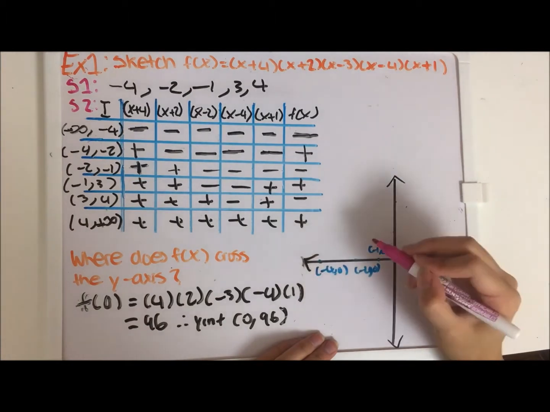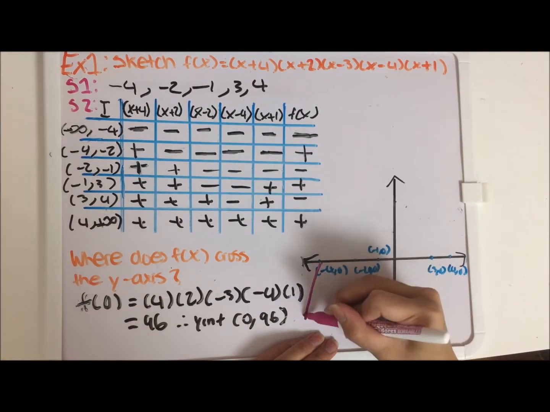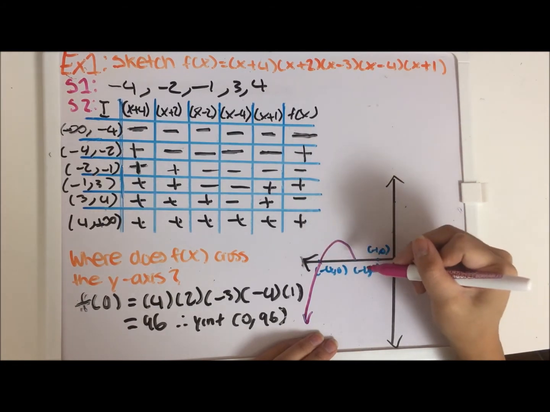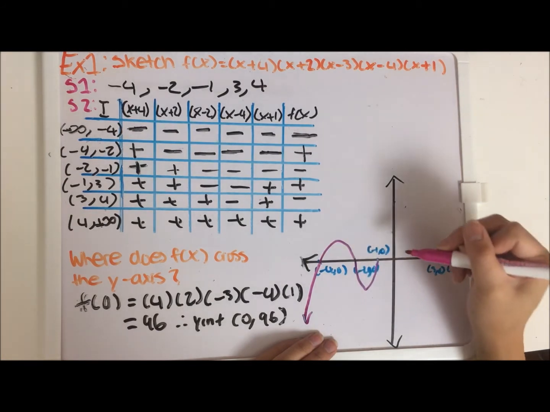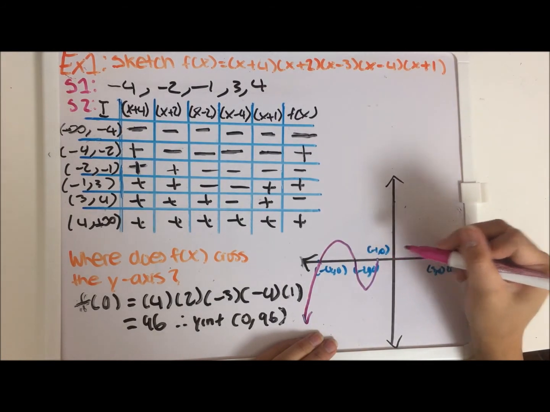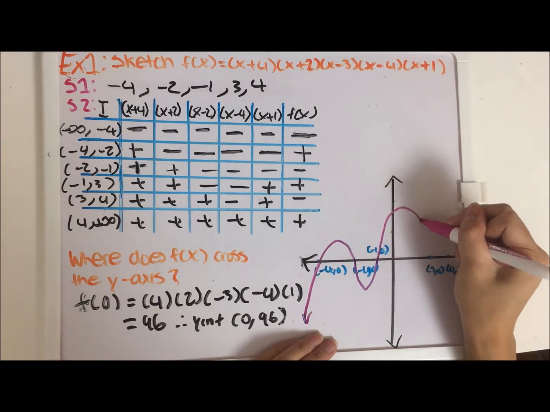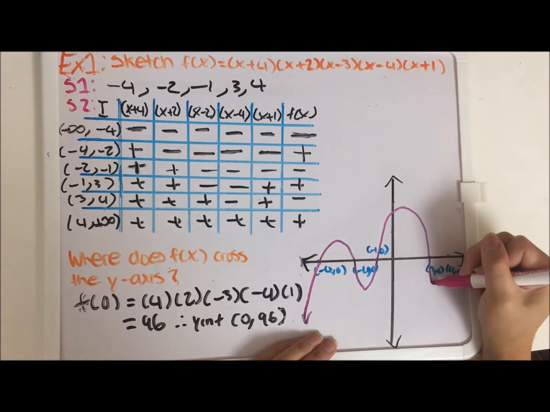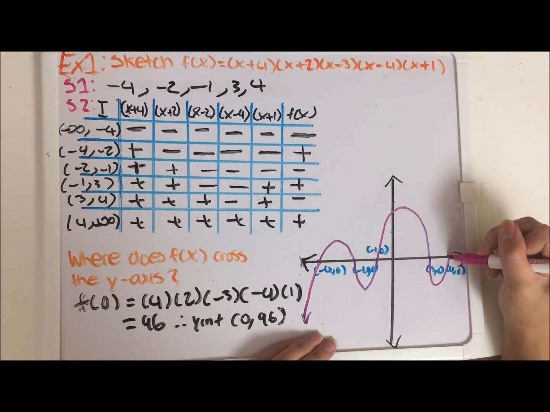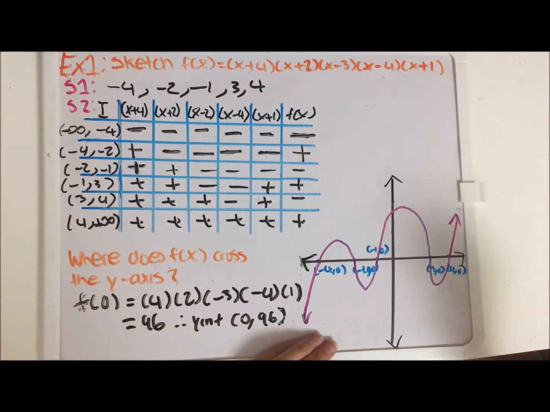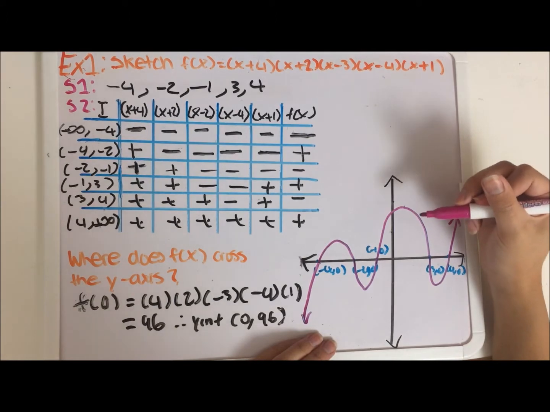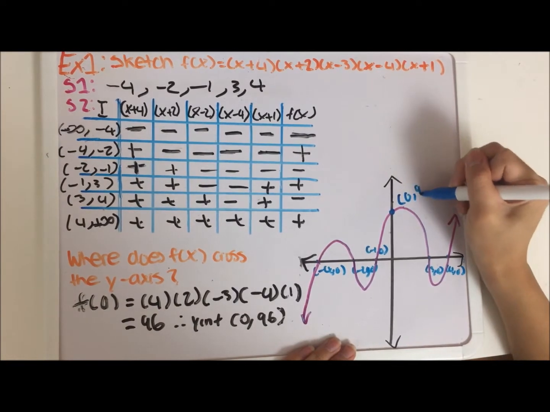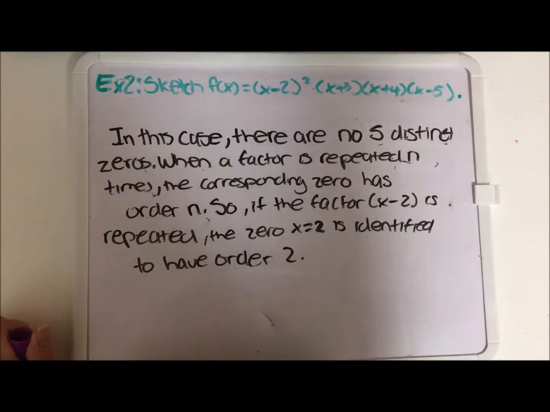So between -infinity and -4, our function is negative. So we could draw that. Between -4 and -2, our function is positive. Between -2 and -1, our function is negative. Between -1 and positive 3, our function is positive. Between 3 and 4, our function is negative. And between 4 and positive infinity, our function is positive. So this is how our graph is supposed to look. And now we can also plot in our y-intercept if you want to see where it is located. So it's 0.96. Ta-da!